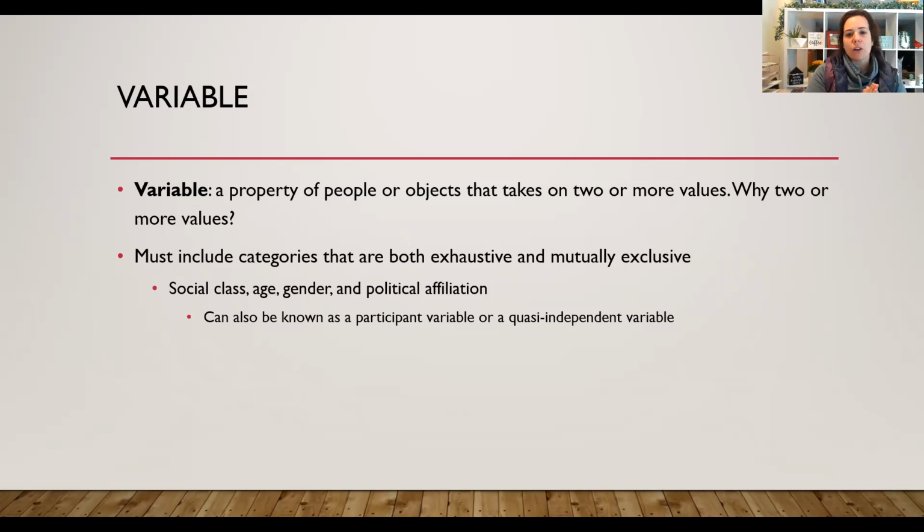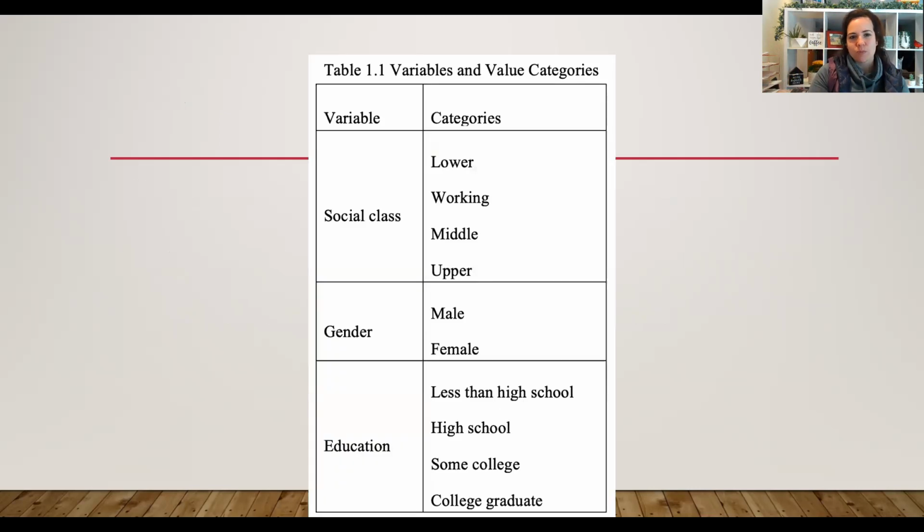You need to include categories that are exhaustive and mutually exclusive. So with these variables, you can't have some that qualify for both. It's got to really just be one or the other. So age is a good one. You are the age that you are. It's not pretend. This is how old you are in this moment in time. Political affiliation, again, in this moment in time, you must select one. Which one fits you best? So that would be a variable.